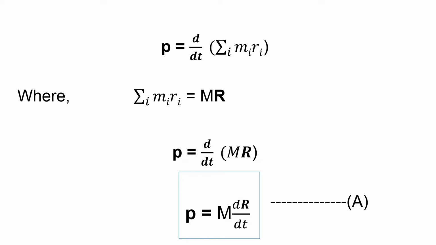So we can write momentum is equal to d over dt of capital M capital R, and that becomes capital P is equal to M into d capital R over dt, and that is written as equation A. Here you can see that capital M is the mass of the system of all the particles at the center of mass, and capital R is the position vector of all the particles towards the center of mass, that is the resultant of all the position vectors.